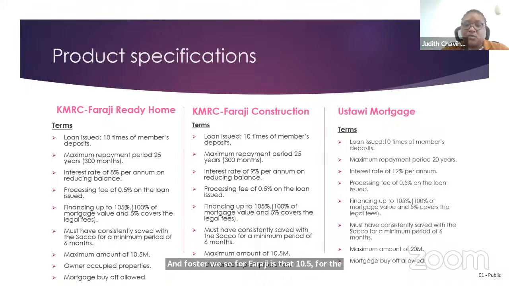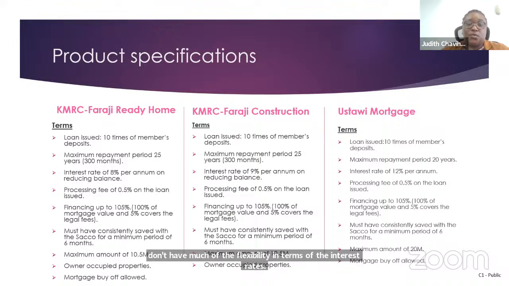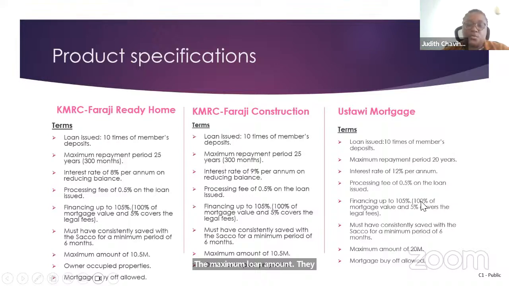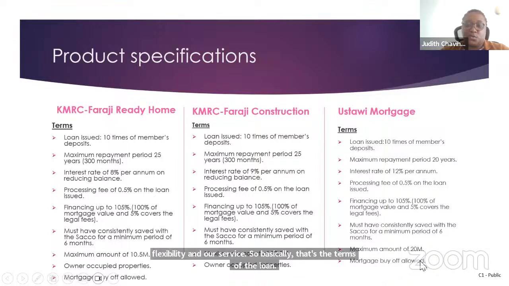Though if there are loans above the 20 million, don't feel shy of sharing your proposal. Share. We'll have a look at it and have considerations made, subject to eligibility and also in line with the credit policy. So if there's any loan above 20 million, we have flexibility on Ustawi, but we don't have flexibility on KMRC because this is a government issued loan and they don't have much flexibility in terms of the interest rates and the maximum loan amount they issue. So we can only have flexibility under Ustawi. So basically, those are the terms of the loan. Then the mortgage buy-off is also allowed.